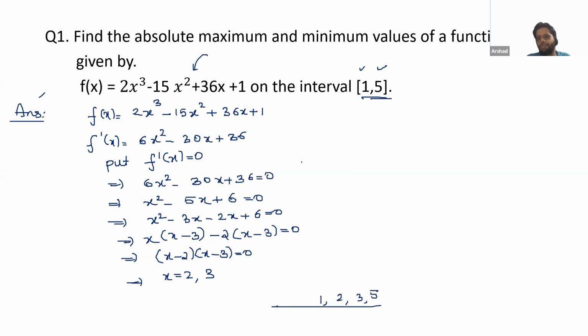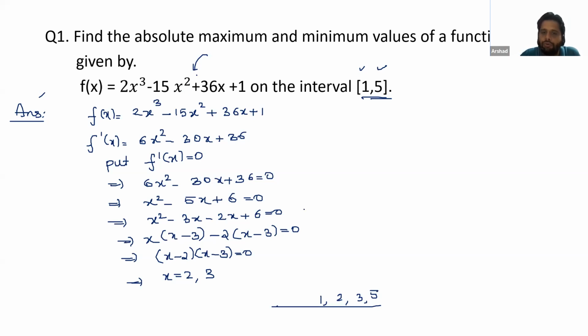Put all these points in this. Should we put them separately in intervals, like in a number line? No, Abdur, there's no need to do that, because we don't need to find the local maximum or minimum. We need to find the maximum value of the function. So the points you already have. Now you need to put these points in the function. What the maximum value you get will be the absolute maxima. Is it clear, Abdur? Yes, sir.